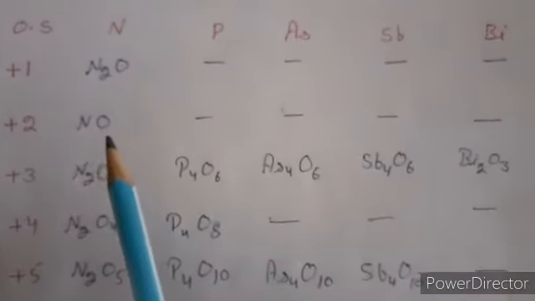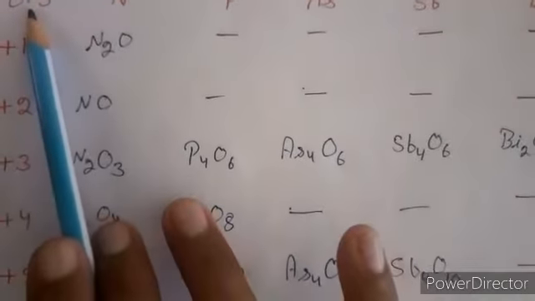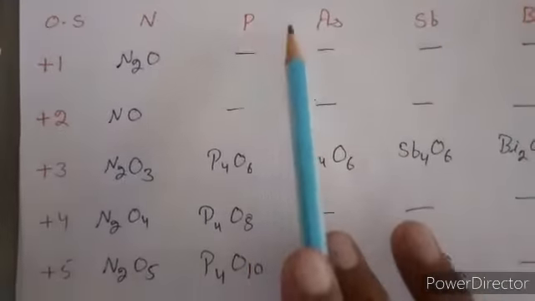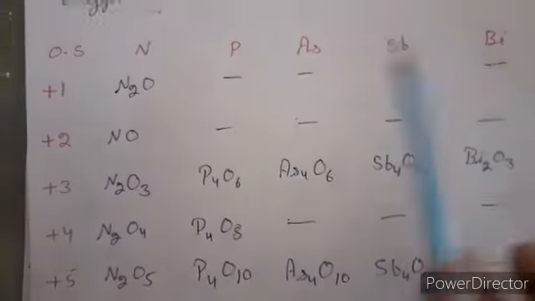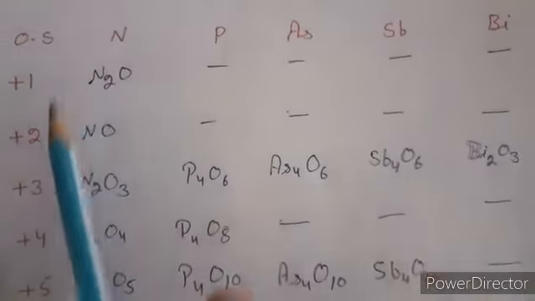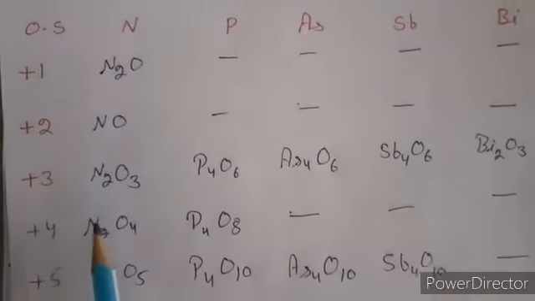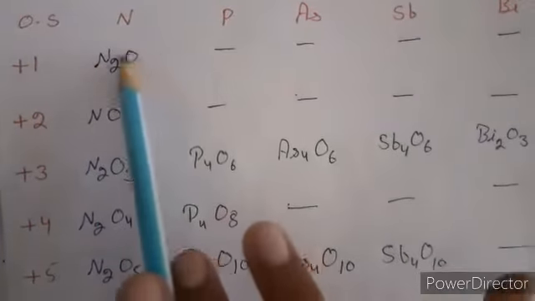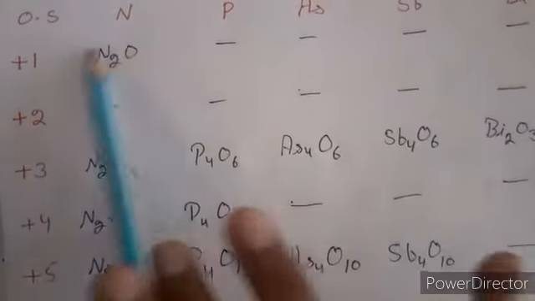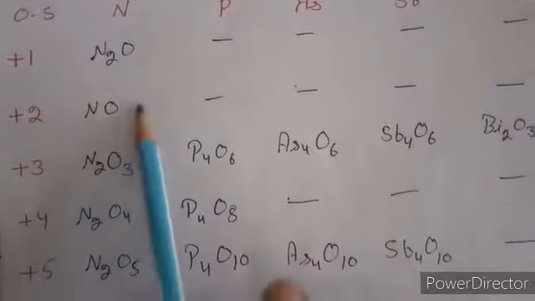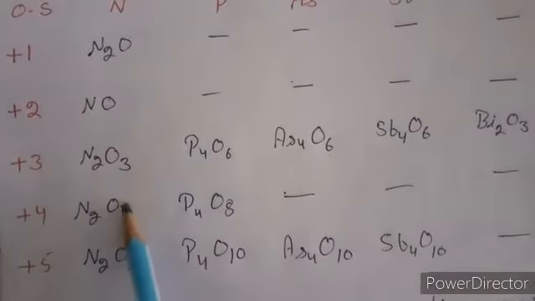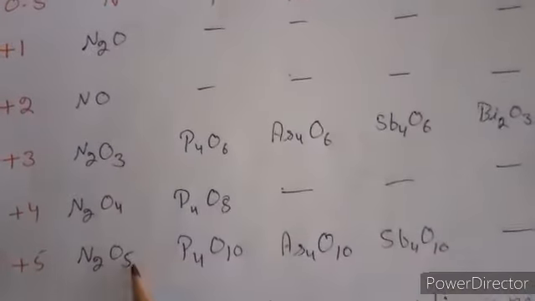So let us discuss how many oxides are formed by group 15 elements. So these are the oxidation states: nitrogen, phosphorus, arsenic, antimony and bismuth. Nitrogen shows all the positive oxidation states with oxygen. First one is nitrogen oxide, N2O, which is also called laughing gas, then nitric oxide, nitrogen trioxide, nitrogen tetroxide, nitrogen pentoxide.